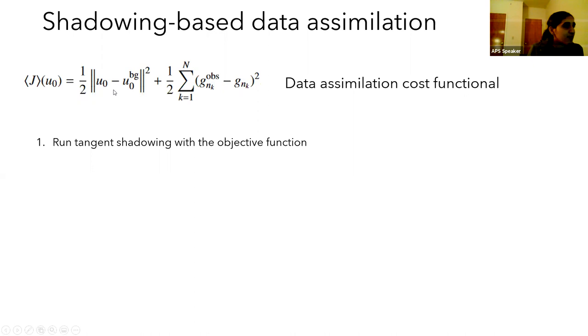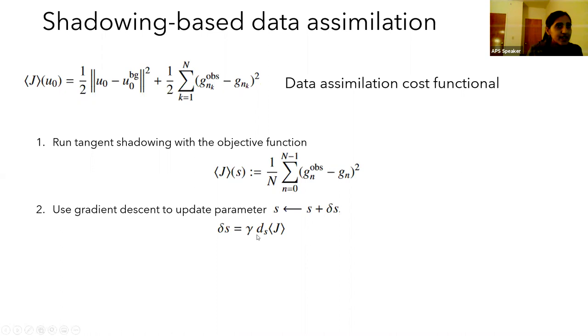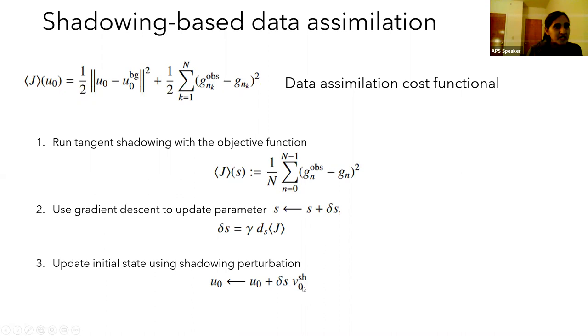The approach we take is that we minimize both these parts separately. So the observational mismatch is incorporated as the objective function for the shadowing algorithm. So we get the derivative of the mismatch with respect to s, and that is used in a gradient descent loop to change the parameters to minimize the mismatch. And we also update the initial state by using the computed shadowing perturbations so as to always keep it close to the background. In this way, we are able to do both a state and a parameter estimation problem in such a way as to minimize the mismatch in both the observations and in the background state.